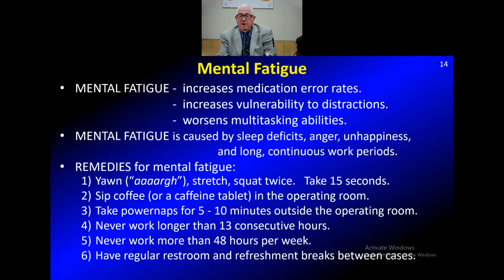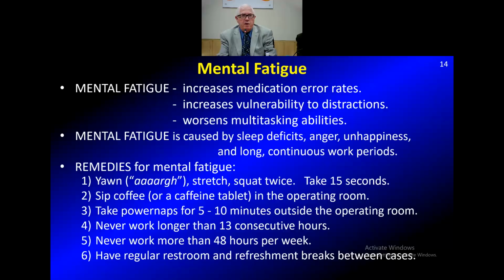The second thing is sip coffee or take a caffeine tablet. And I used to take cans of coffee into my operating room and put up a straw behind my mask and sip my coffee if it was 3 o'clock in the morning. That will not increase surgical sepsis. So it should be officially permitted for anesthesiologists working long and late shifts.